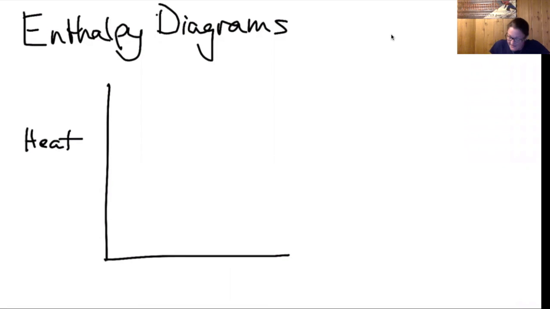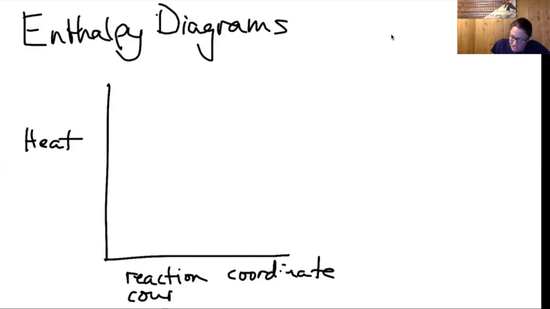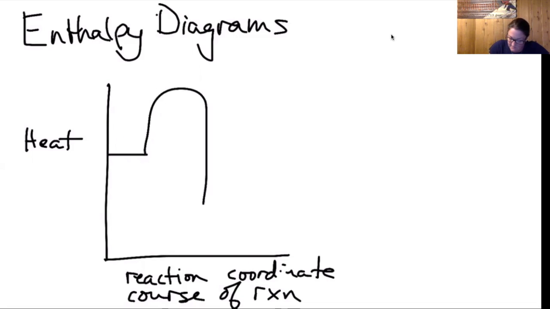On the x-axis, it typically says reaction coordinate, which is pretty non-descriptive. Another term for it is the course of the reaction, as we go from the beginning of the reaction to the end of the reaction. An example of an enthalpy level diagram might be one that looks like this.